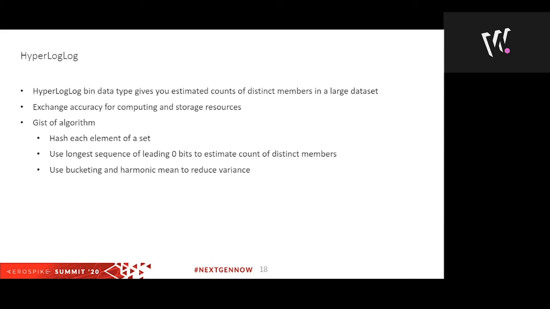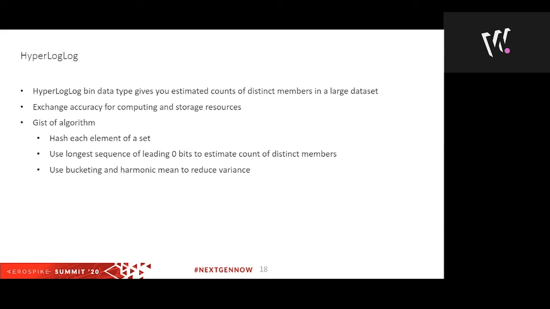And the way we do that is by taking advantage of this algorithm. The gist of the general algorithm itself is that we want to hash each element of the data set. Based on this hash, we want to find the longest sequence of leading 0 bits in order to estimate the count of distinct members.